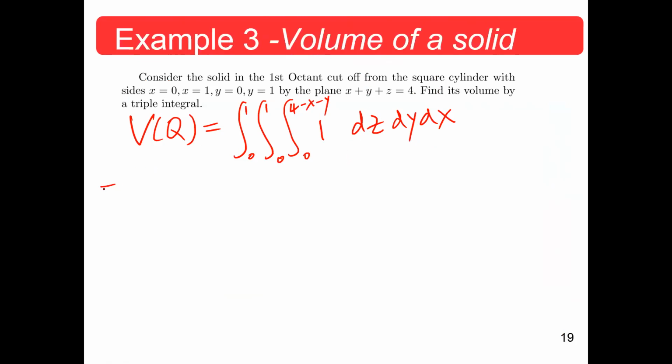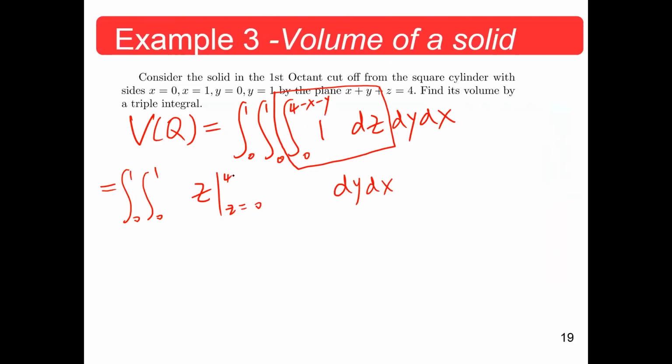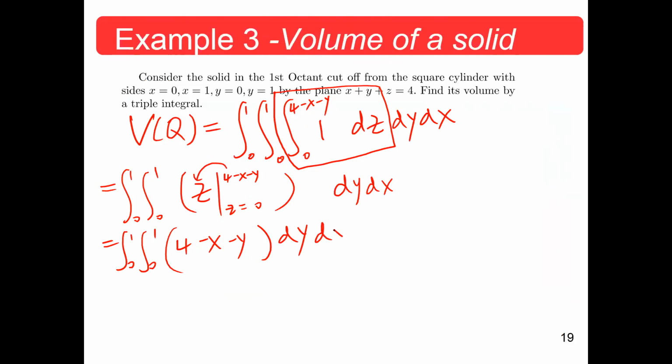Okay, next will just be evaluation. I'm going to go to the innermost layer, and this is what I say that it looks like a double integral now. When you evaluate the innermost layer, your antiderivative will be z, and z will be evaluated at 0 and 4 minus x minus y. So I just have 0, 1, 0, 1, and if you plug in 4 minus x minus y for z, minus 0, and dy dx.